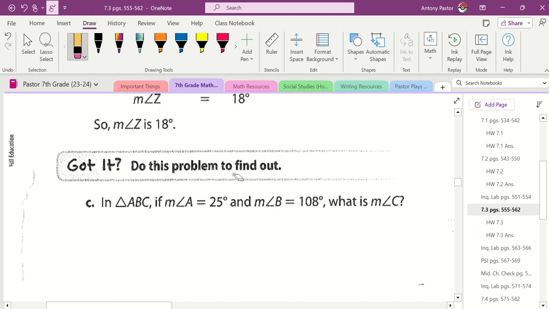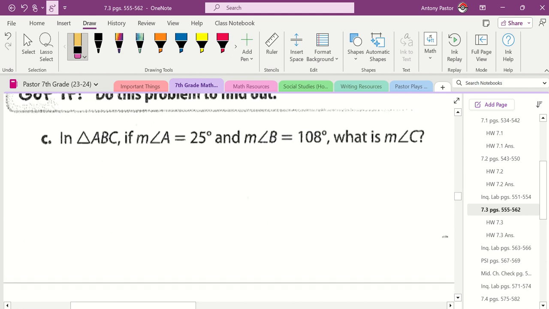Here's your challenge. Now, not always you're going to have it drawn out. This one says, in triangle ABC, if measure A is 25 degrees, measure B is 108 degrees, what is measure C? With your group, solve it. Go.